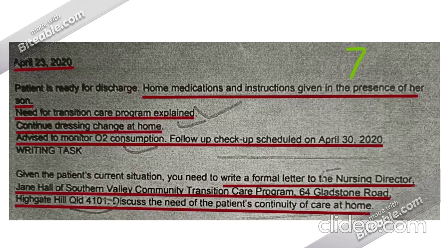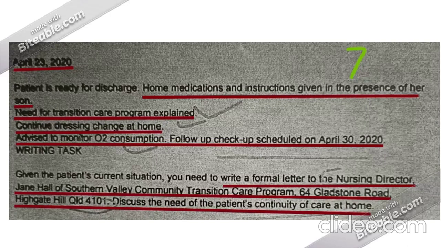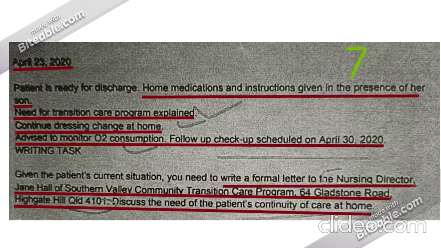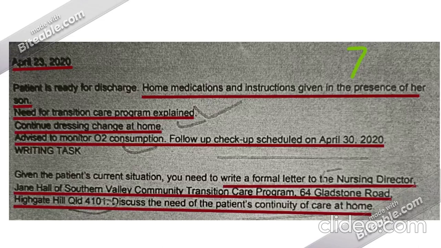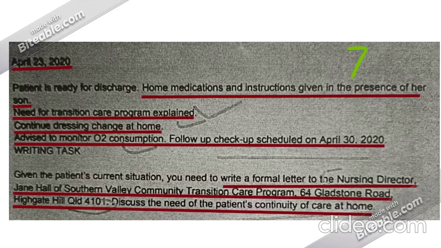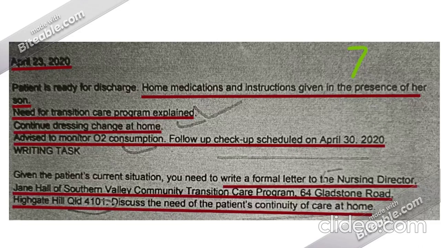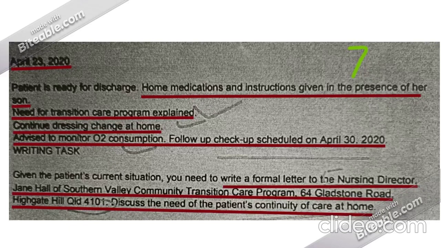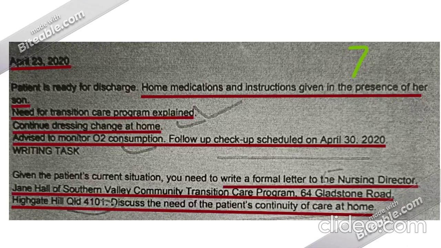So this is what you have to keep in your mind, and you have to take what exactly we have to write in the last paragraph. Here: continued dressing changes at home, advised to monitor oxygen consumption, follow-up checkup scheduled on April 30, 2020. So in this letter, we have only three recommendations: continued dressing changes at home, advised to monitor oxygen consumption, and a note that the checkup will be on April 30, 2020. So these are all the recommendations.